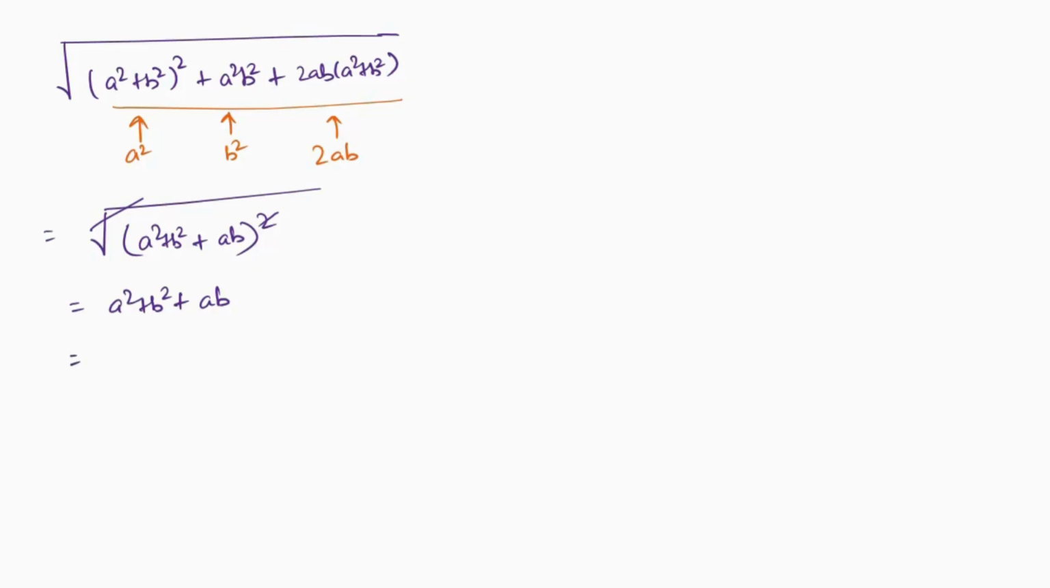Now substitute the respective values of a and b. We get 11 square plus 100 square plus 11 times 100. On solving this we get 121 plus 10,000 plus 1100. On adding this we get 11221.